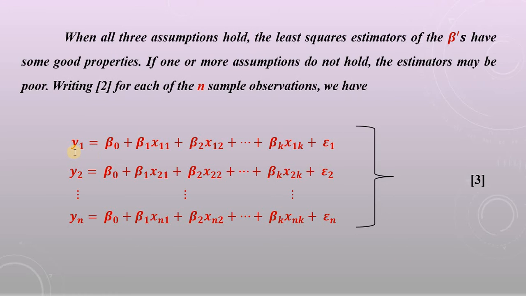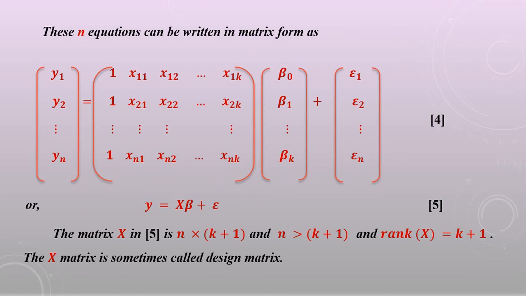For the first observation, this is y1 equals beta naught plus beta 1 x11 plus beta 2 x12 plus ... plus beta k x1k plus epsilon 1. Similarly for the second observation y2, and then for the nth observation, yn equals beta naught plus beta 1 xn1 plus beta 2 xn2 plus ... plus beta k xnk plus epsilon n. If we write all these n equations in matrix form, then we have this type of expression.